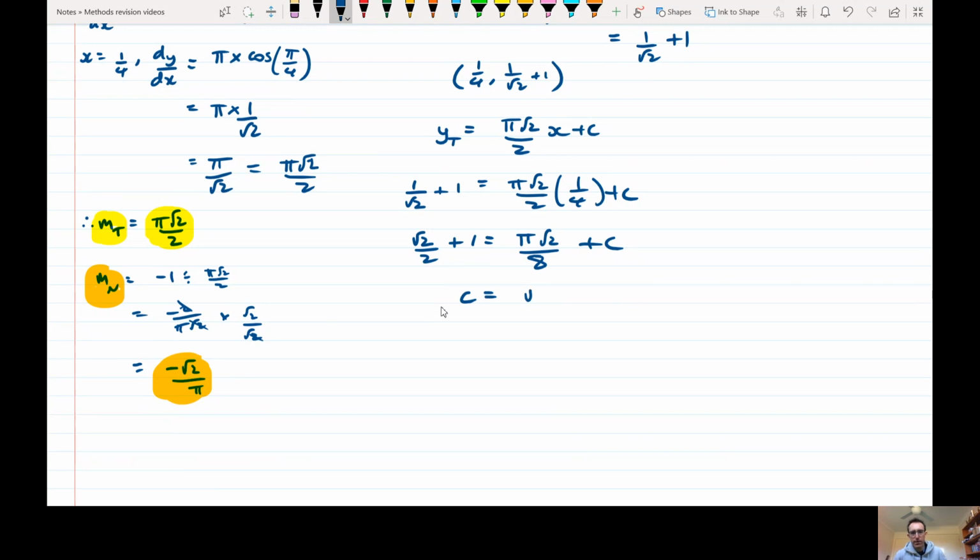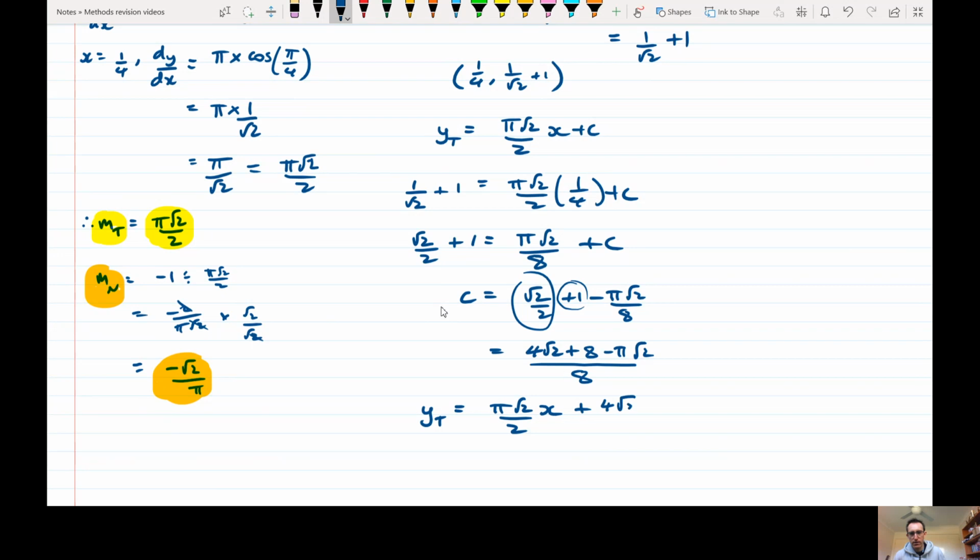All right, so c then is going to be given by root 2 over 2 plus 1 minus pi root 2 over 8, which all over a common denominator, this one must be over 8, so to make that over 8, you times it by 4 root 2, plus 8 minus pi root 2 all over 8. So the tangent then is given by the gradient of the tangent times x plus your c value. And that is quite long and not very nice looking, but it is valid and it can certainly come up in your exams, and that is your tangent line there.